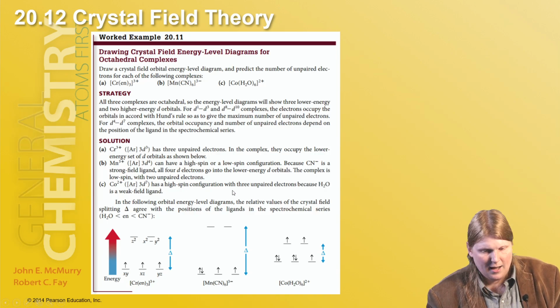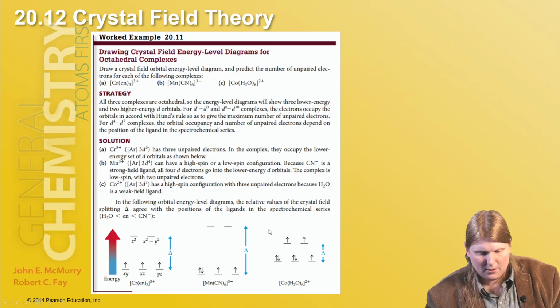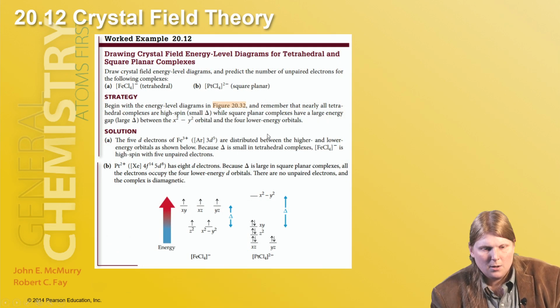Has this high spin configuration, so you can get a general sense, but you don't have to necessarily draw all these out. This is more of the shapes with the populated d electrons and everything else. So again, they look at a crystal field energy diagram and predict the number of unpaired electrons. So this is again about predicting. So you got 5 d electrons in iron 3+, distributed between higher and lower.